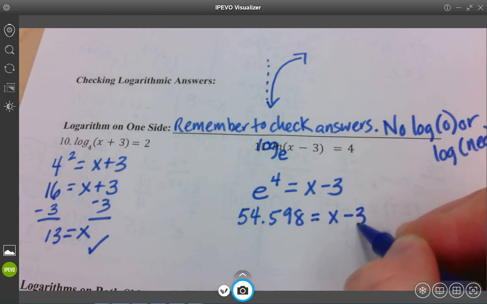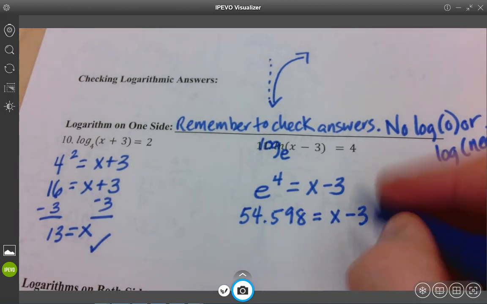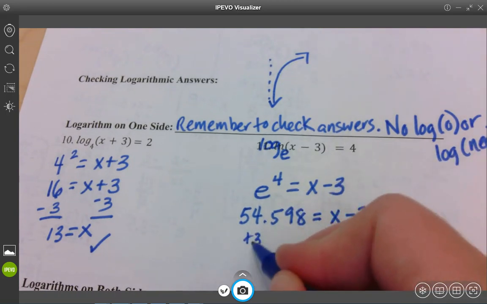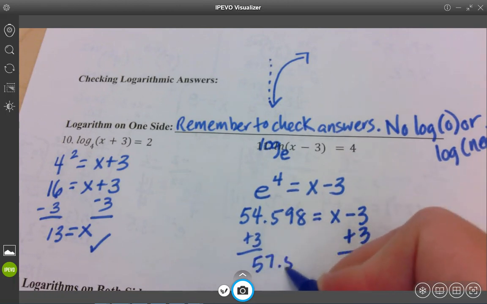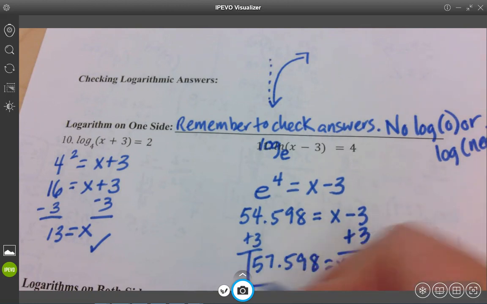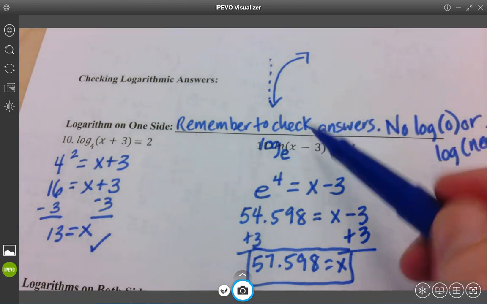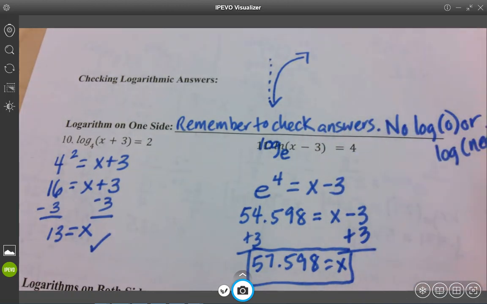And then to get x by itself, what do I do? Add 3. 57.598 equals x. Is this number allowed? Yeah, you got to put it up here and check. So I would subtract 3 from it and I get 54.598, which is still a positive number, so I'm good.